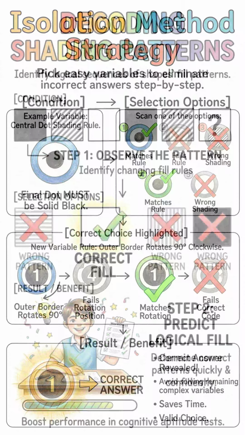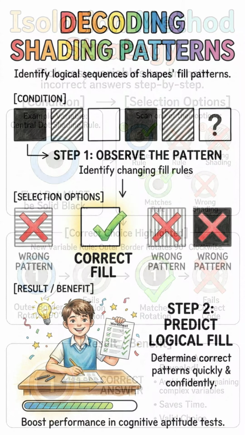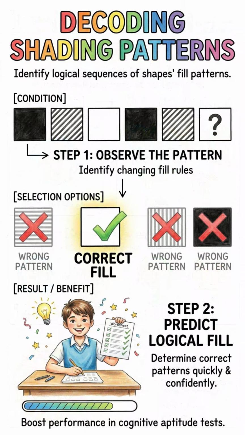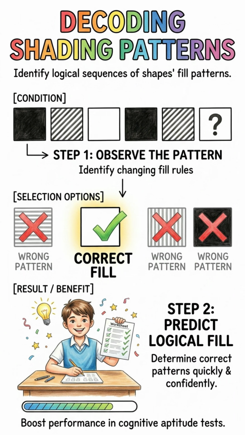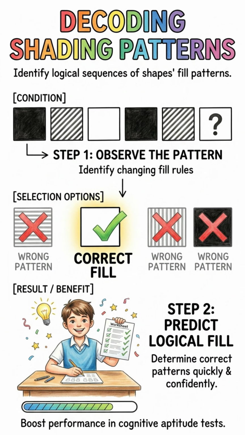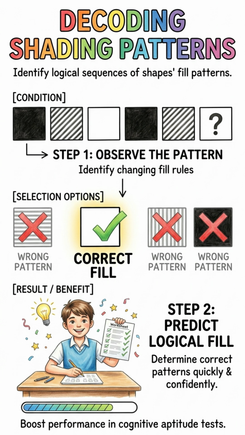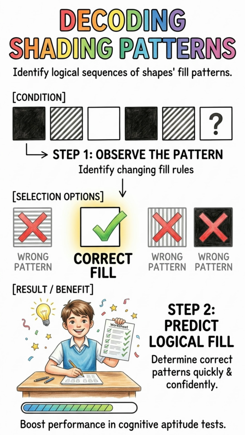Shading and fill patterns follow strict logical progressions that you can decode with ease once you know what to look for. Common shading rules include cycling sequentially through a set order of fills, such as moving from solid black to diagonal stripes to solid white and back to black. Alternatively, shading might represent a percentage, where an object becomes progressively darker as you move across the row. Treating shading as a predictable sequence allows you to determine the correct fill pattern in just a few seconds.